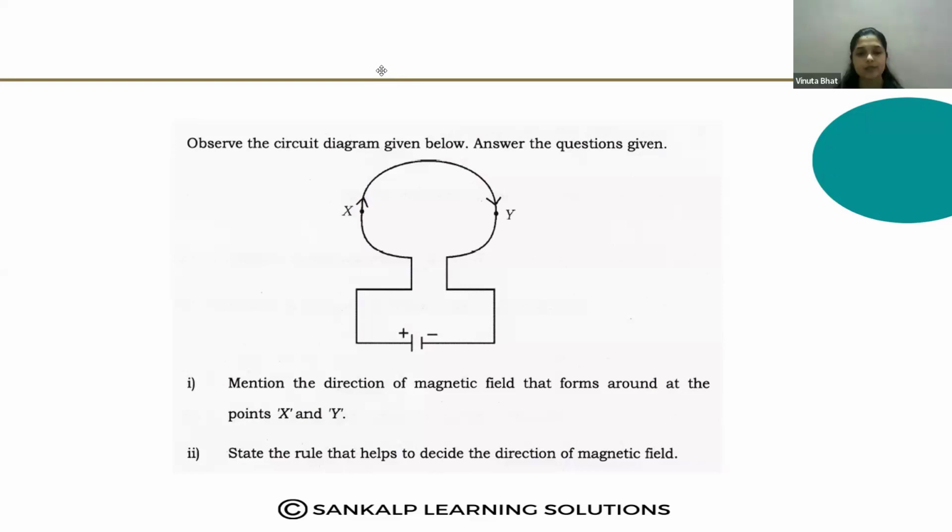Which rule can we use here? That is the right hand thumb rule that we can use. And for the direction of the magnetic field, the fingers around this current carrying conductor represent the direction of the magnetic field.